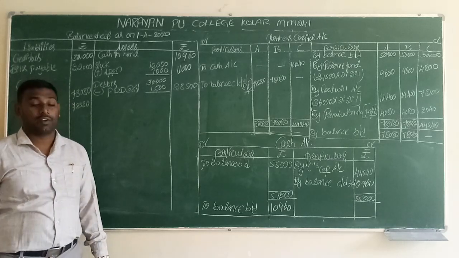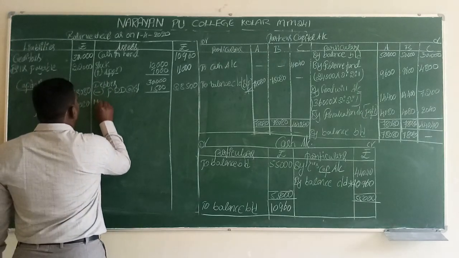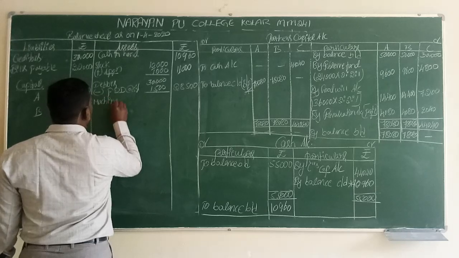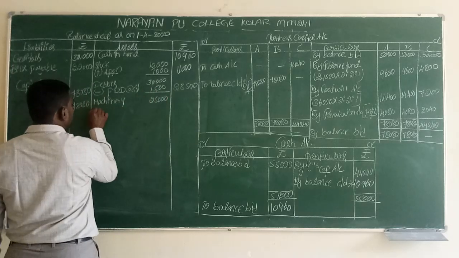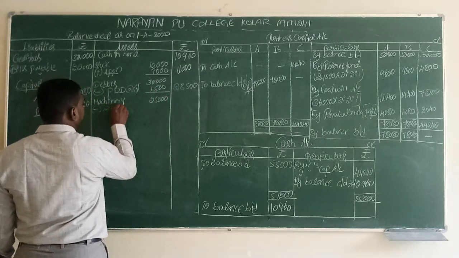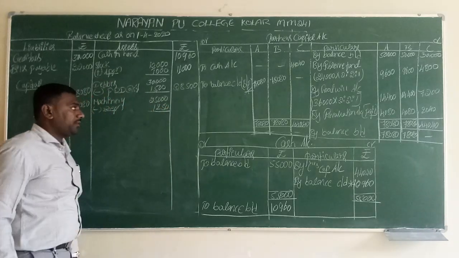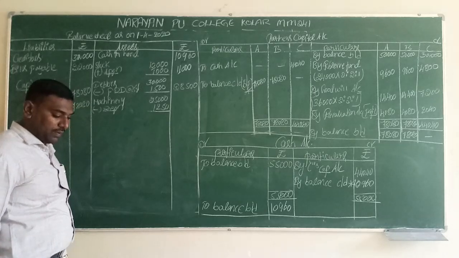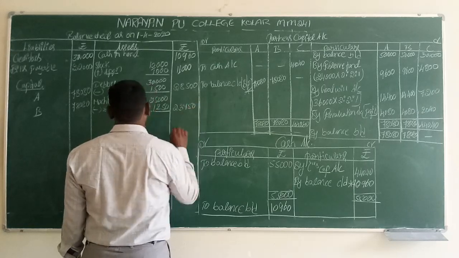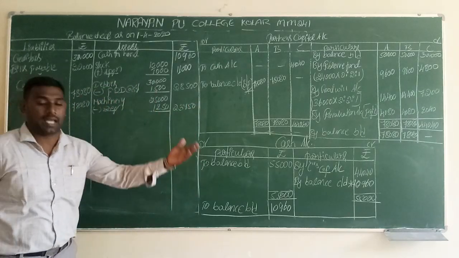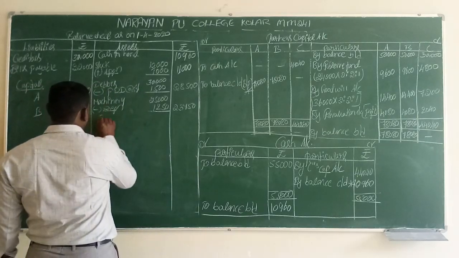Let's come to the next transaction. One more asset is available, which we call machinery. The value of machinery is 25,000. For this there is an adjustment: minus depreciation of 1,250 rupees. 25,000 minus 1,250 gives 23,750. 23,750 is the present value of machinery after retirement. Next another is there: bills receivable.